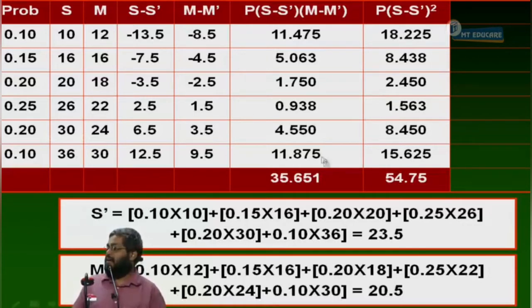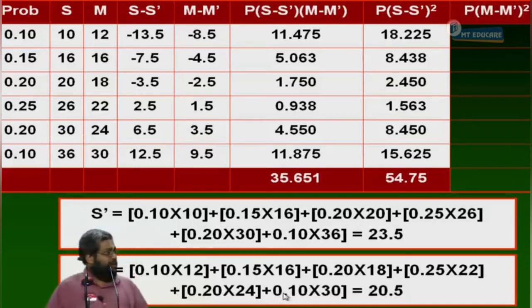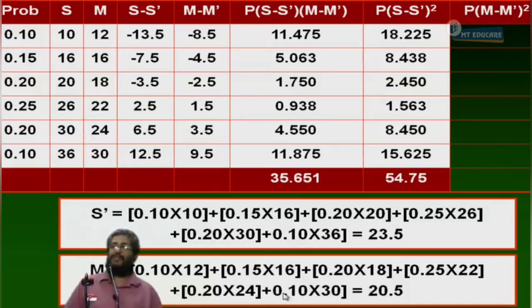Now, don't write. What is 35.651? Sigma P into S minus S bar into M minus M bar. What is this 54.75? Sigma P into S minus S bar the whole square. Can I proceed? Now, the third, last column is what? P into M minus M bar the whole square.